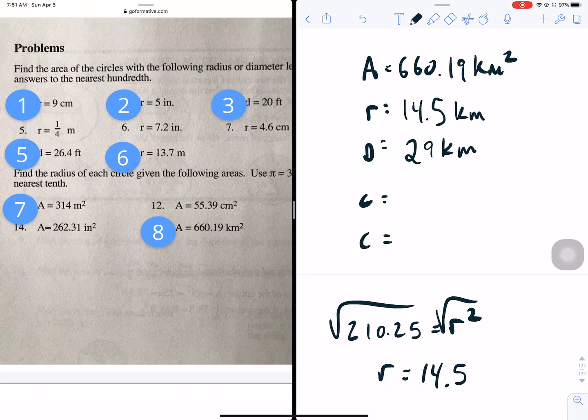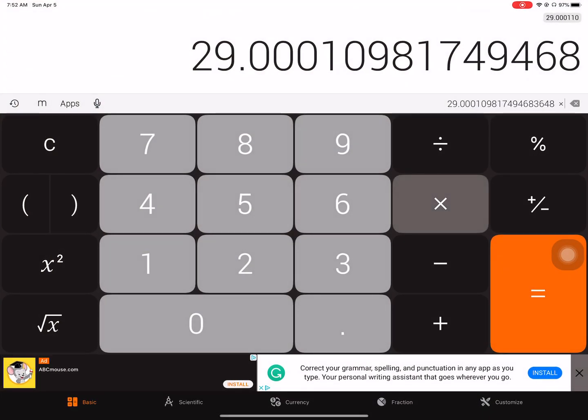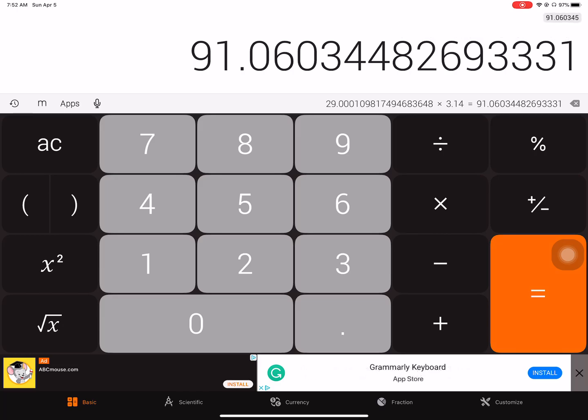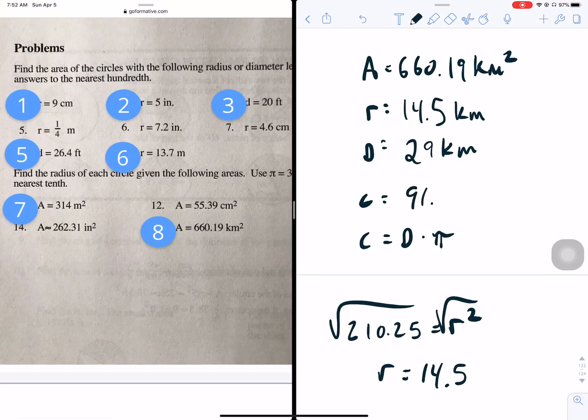Remember, the circumference is diameter times pi. So you're going to take this number and you're going to times by 3.14. 91.06. 91.06 kilometers, not squared. The only one squared is the one on the area. Okay, we did it. We did the hard stuff.